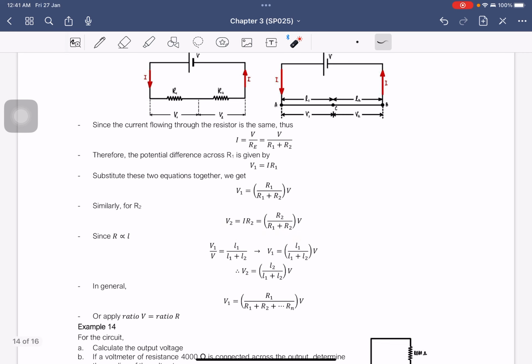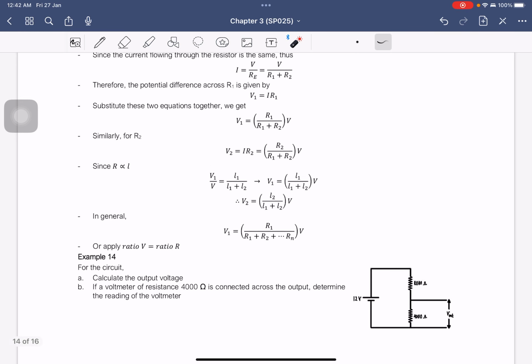So since the resistance is directly proportional to the length of the material, we can actually also let R here be equal to the length. So instead of resistor, we can use length. This bit here is important for your final subtopic, which is on potentiometer. If you can understand potential divider, you can understand potentiometer too.